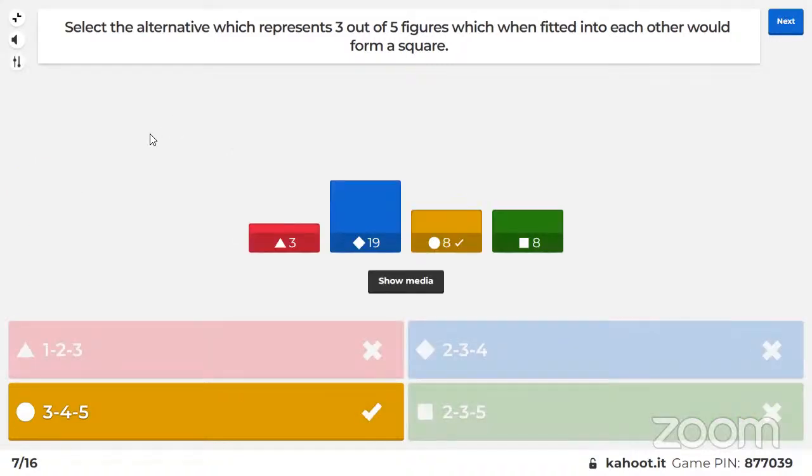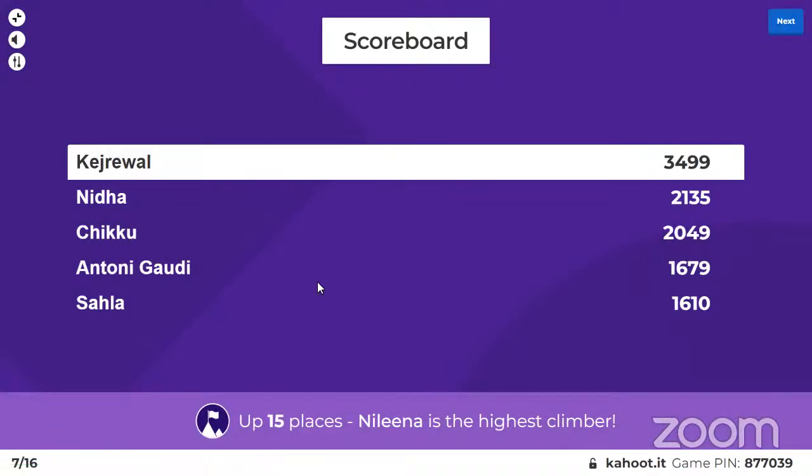Select the alternative which represents 3 out of 5 figures which, when fitted into each other, would form a square. 3, 4, 5. Okay, but also many of you have made it wrong. But still we have time to catch up. Also, we are only halfway down. So if most of you are making it wrong, it means there is a chance for everyone to come up to the table.